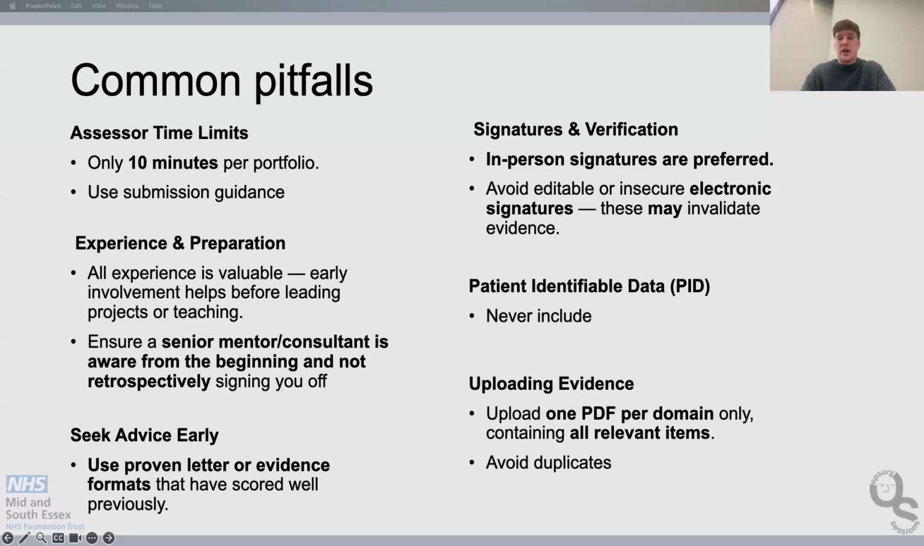Now, just a little point as well. So let's say you complete an audit or a quality improvement project and you get that published. You cannot submit that as a publication for both domains there. You have to do a separate publication for your actual paper that you end up submitting for the publications or presentations domain.